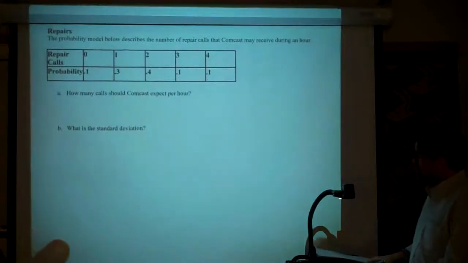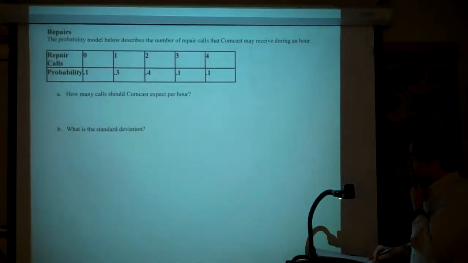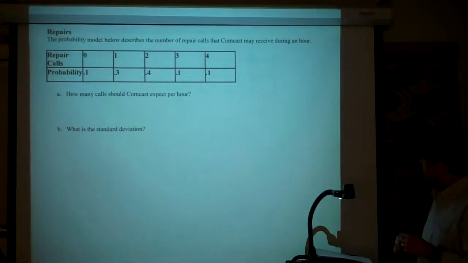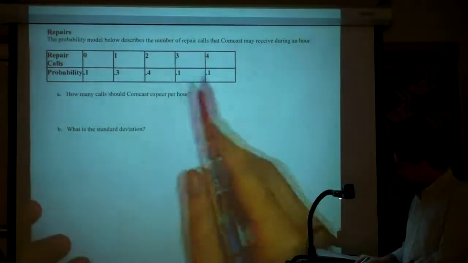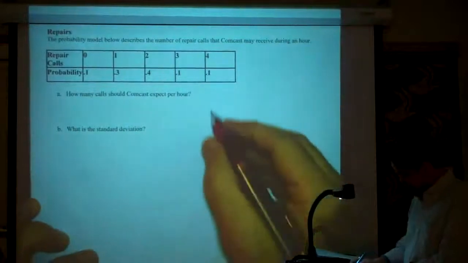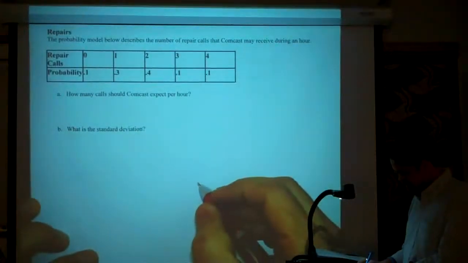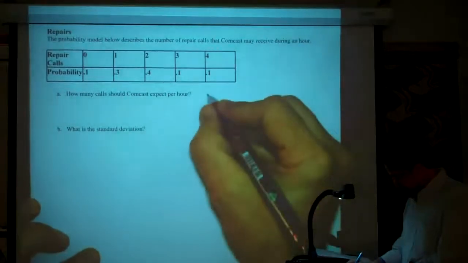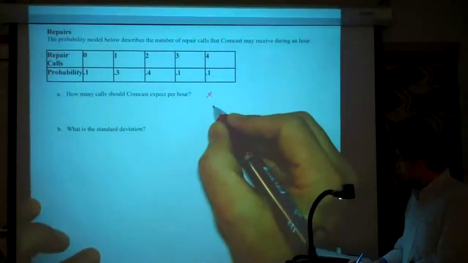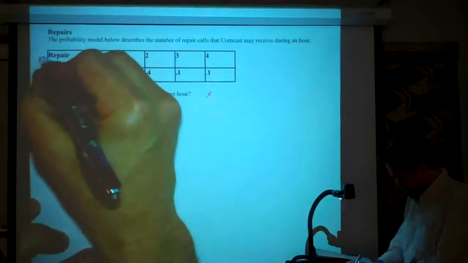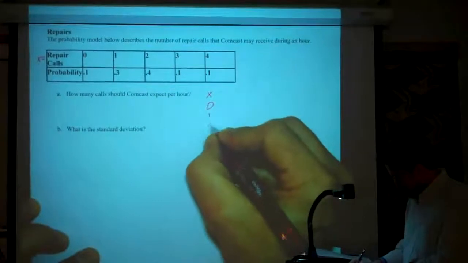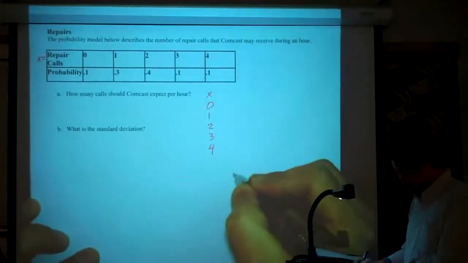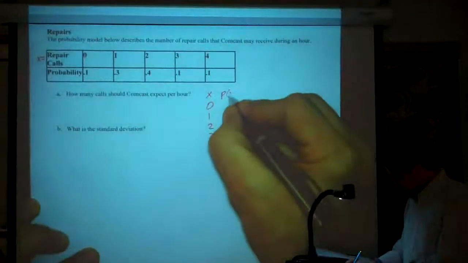More repairs. Okay? Here we have a probability model that describes the number of repair calls that Comcast may receive during an hour. Okay? So, you know something? I really prefer doing this in a vertical table rather than a horizontal table. So I'm going to change this, and X is going to be my repair calls. So X can be 0, or 1, or 2, or 3, or 4.